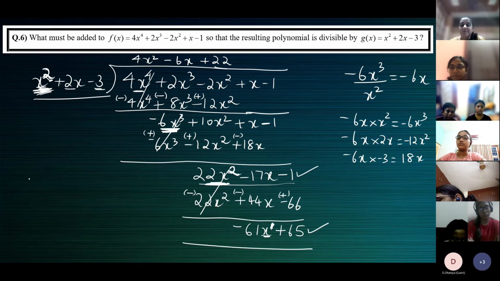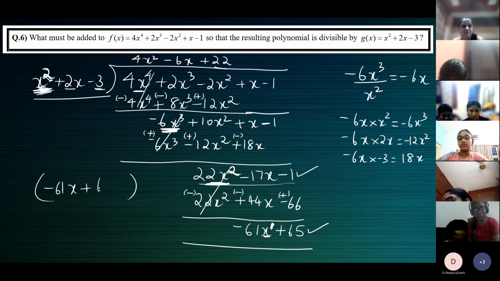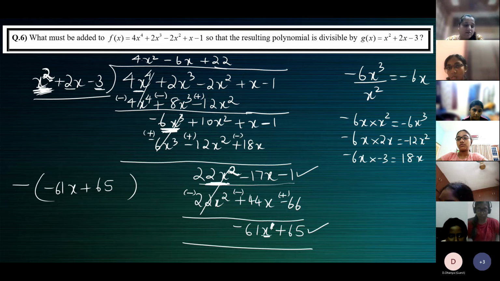What must be added? Then what is the remainder, children? The remainder is minus 61x plus 65. The negative of the remainder must be added.